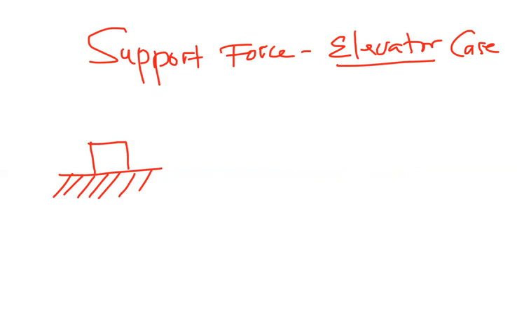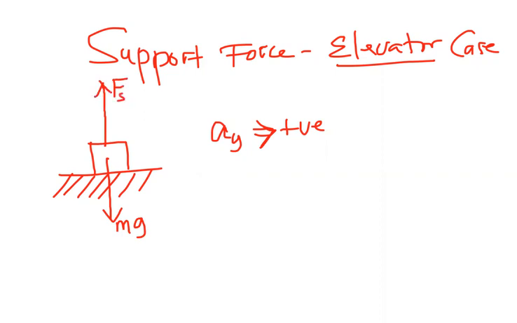This box is in the elevator, and the elevator is accelerating upward. Acceleration upward is positive acceleration. That means the elevator is accelerating upward. This entails that the gravitational pull, Mg, is less than the support force, Fs. And the box is sitting on the floor of the elevator.